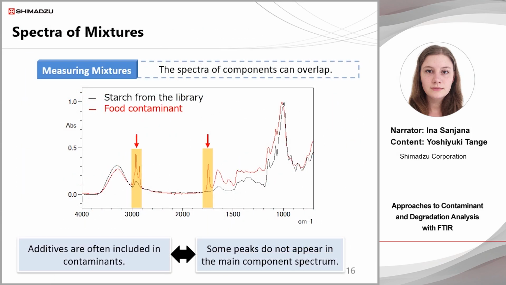Now we look at the case of mixed contaminants. In real-life analyses, there will normally be more than one component. The slide shows an example of searching the standard library for food contaminants in a sample. The sample spectrum, shown in red, almost matches the spectrum for starch. However, due to the presence of lipids and other substances, it's different from the search result. The split peak near 2,900 is large, and there is a sharp peak at 1,720.